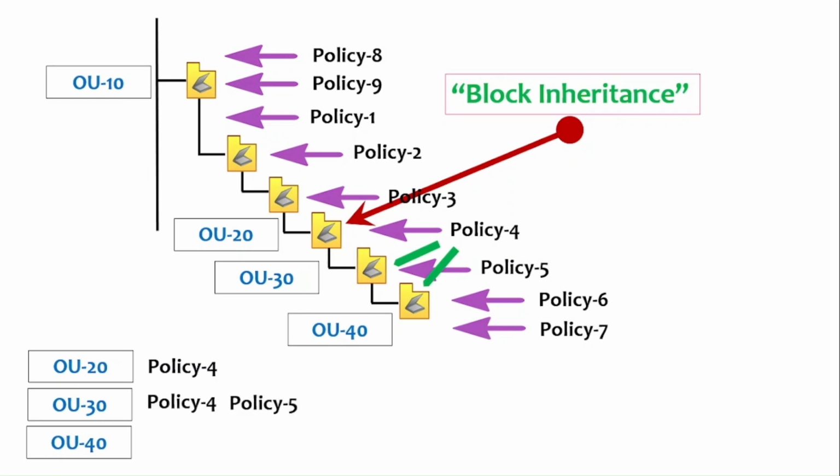On OU 30, only two policies will be applied, that is policy 4 and policy 5. Policy 4 will be inherited from OU 20 and policy 5 is directly linked to OU 30. And for OU 40, we have all the 4 policies. So policy 4 and 5 will be inherited and policy 6 and 7 are directly linked. So these 4 policies will be applied on OU 40.